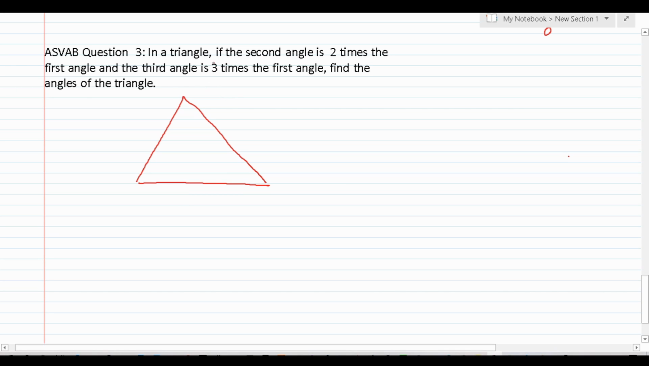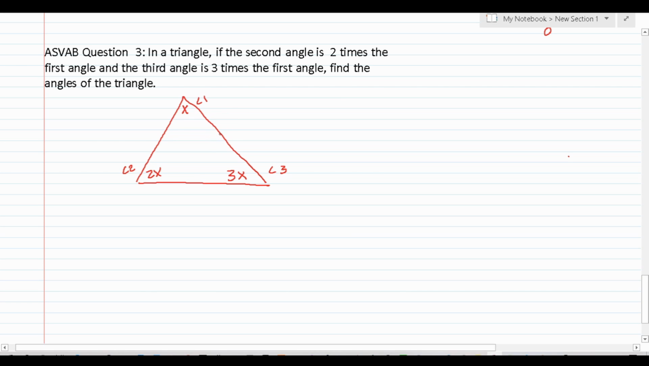And again, we're going to have to take this word problem and convert it to algebra that we can use to solve this one. It says angle 2 is 2 times the first angle. Again, I'm going to let this be my first angle, and I'm just going to call it angle x. And if the second angle is 2 times the first angle, let's call this angle 2. We know this is going to be 2x. And similarly, if it says the third angle is 3 times the first angle, we know the third angle could be represented as 3x.